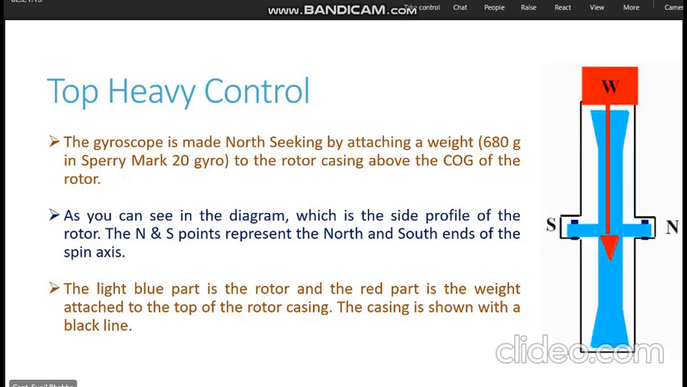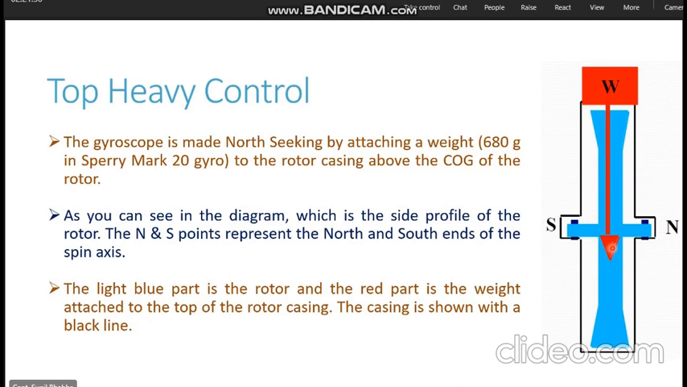Now we introduce one more part of the gyro compass, and that part is the casing. So as you see in this diagram, the light blue part shown in the diagram is basically the rotor as well as the spin axis. The north and south points represent the north and south ends of the spin axis, and this light blue part in the middle represents the rotor. It is the side profile of the rotor.